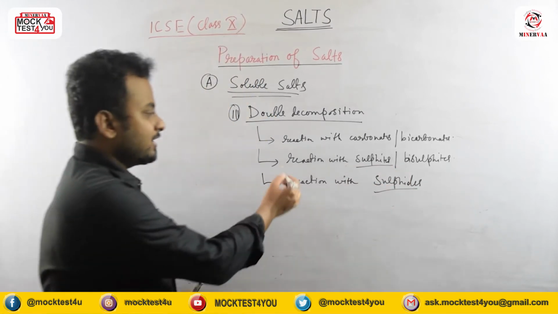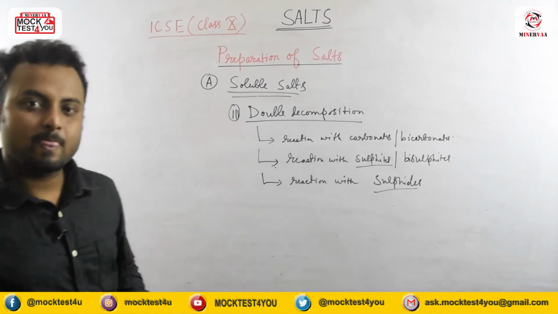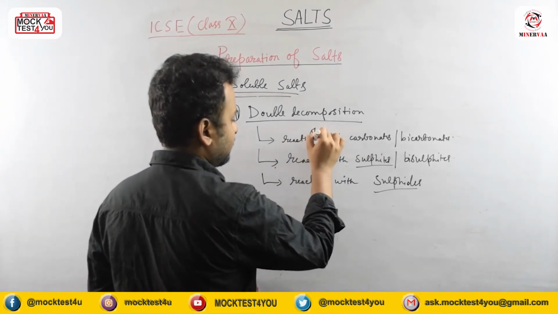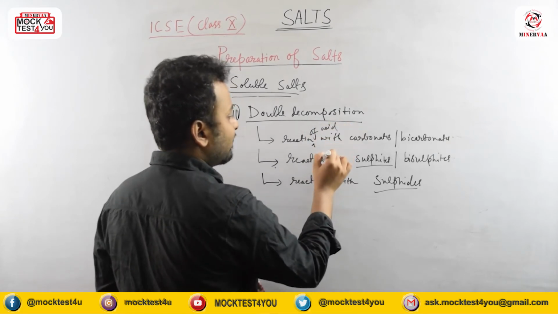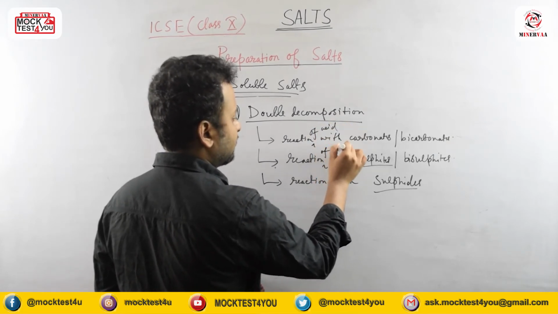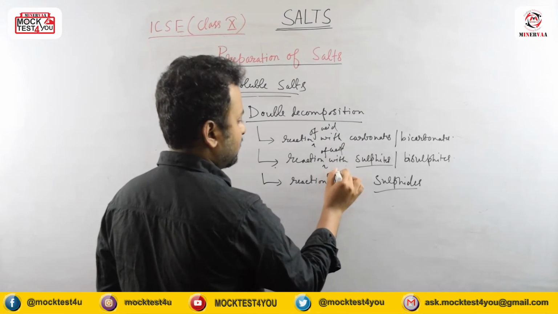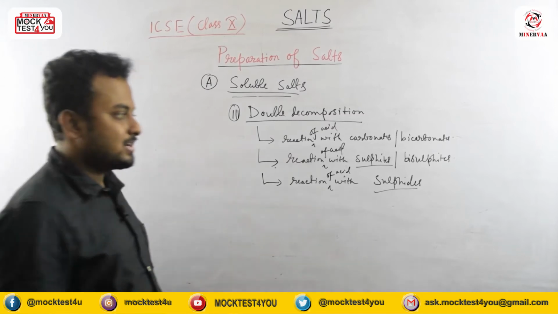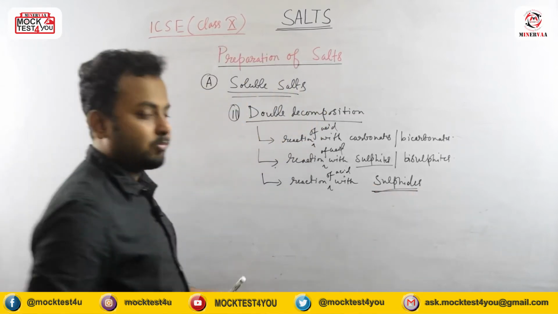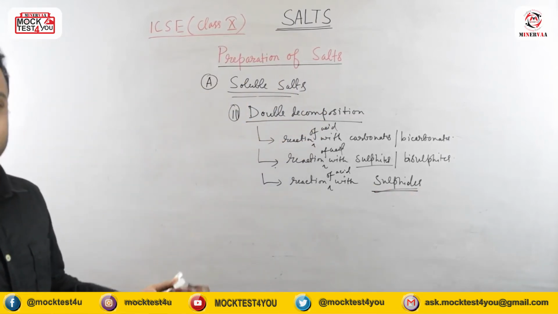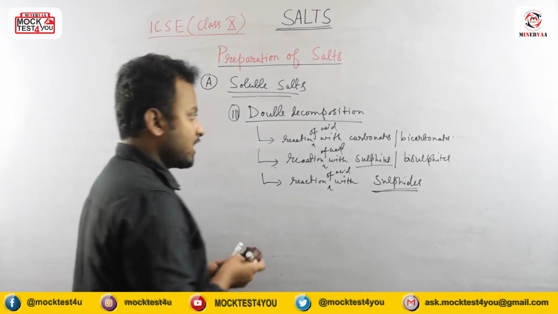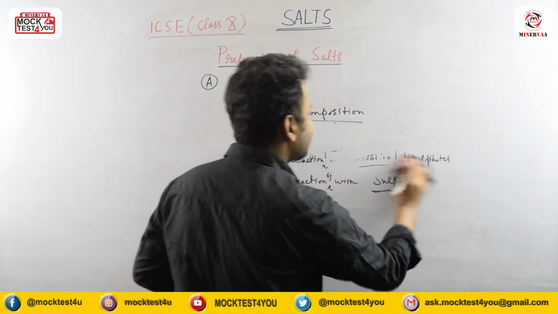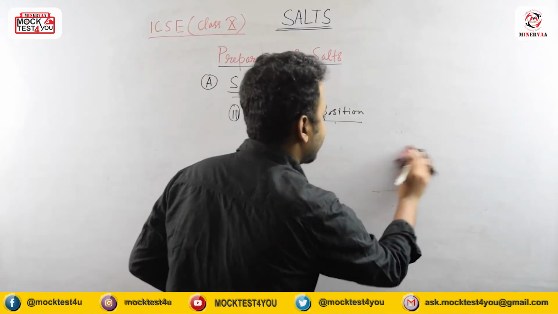So what will react with all these kinds of salts? Acids. Reaction of acid. Acid will react with carbonates, sulfites and sulfides to produce soluble normal salts. We are going to see the preparation, the first process, the reaction of acid with carbonates or bicarbonates.